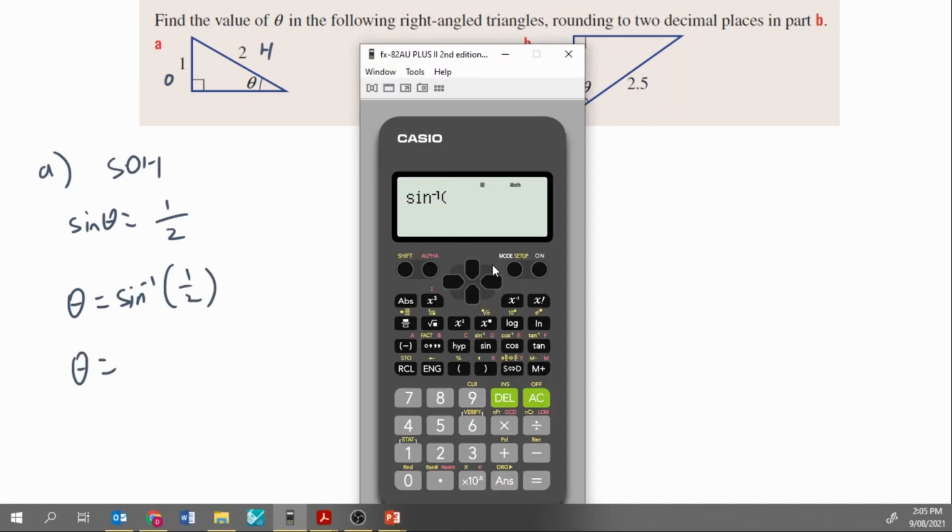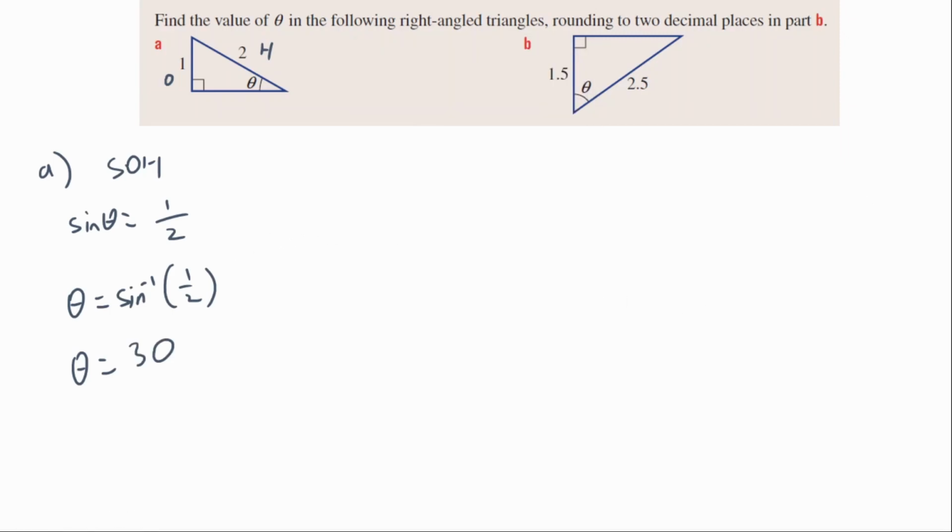So I've got sine to the power of -1 there. I'll just show you how to get to that again. Just press shift, sine, and you'll get that. Then type in 1 over 2, close the bracket and press equals, and you'll get a value of 30. Moving on to the next question.